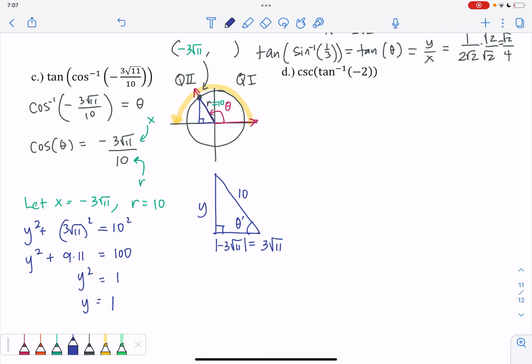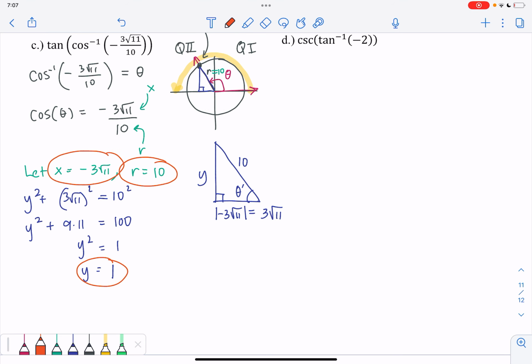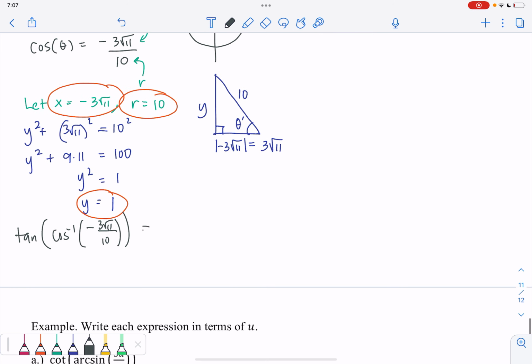So now let's see if I've gathered all of my values. I have an x value, an r value, and a y value. Okay, so starting from the beginning, I have tangent of cosine inverse of negative 3 root 11 over 10. And so I'm saying, well, that's just equal to the tan of theta, and I've introduced theta.